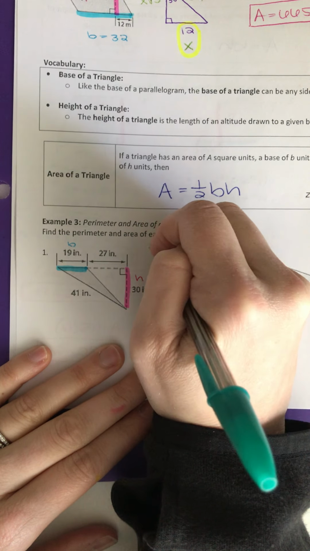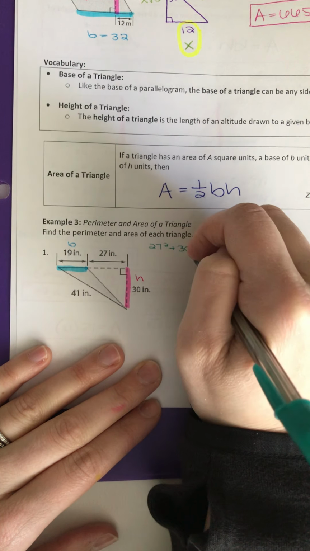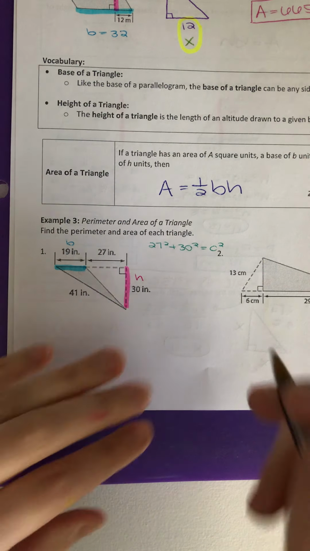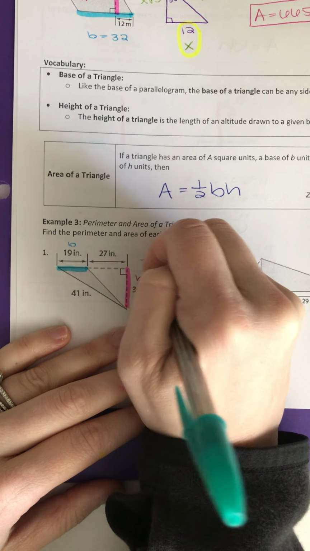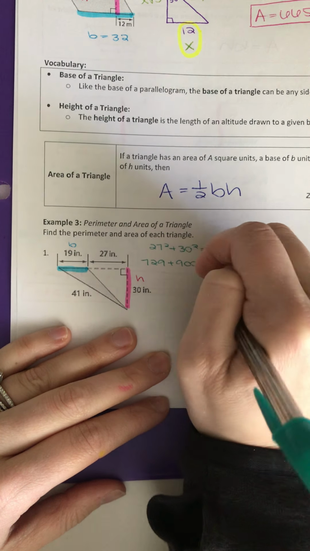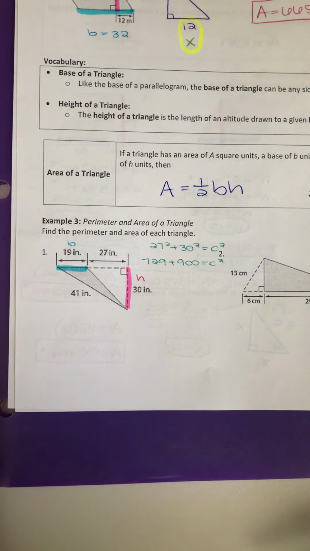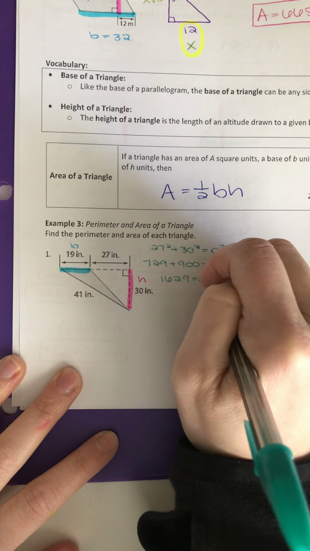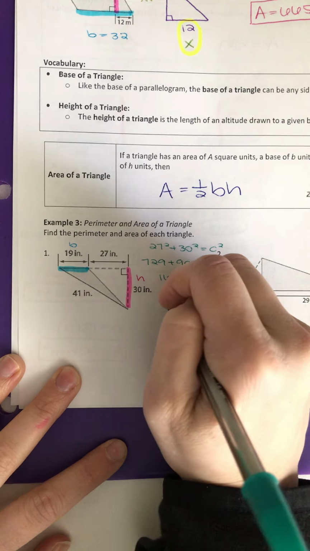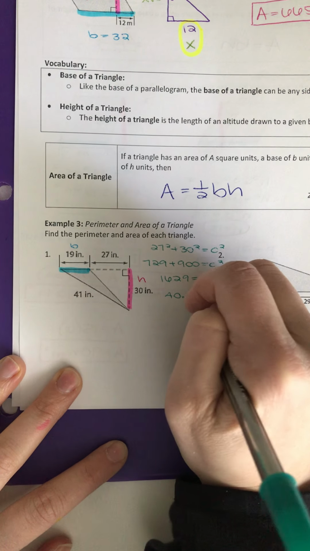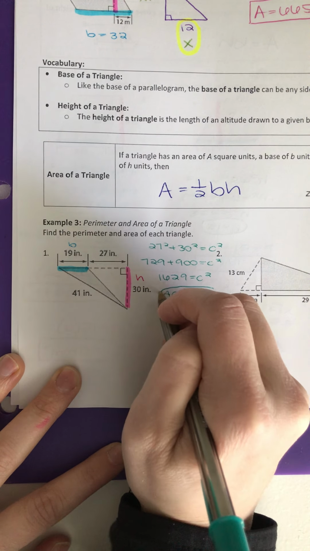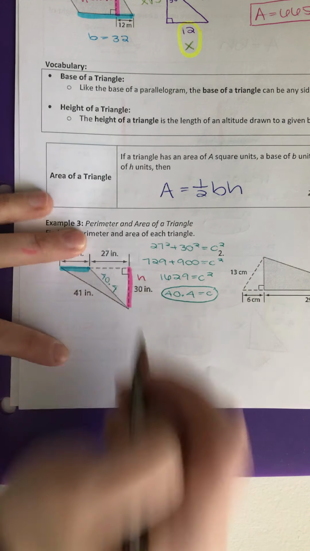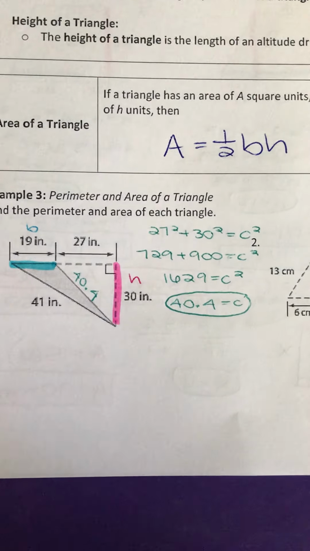So I have 27 squared plus 30 squared equals c squared. 27 squared is 729. 30 squared is 900. I'm going to add those two up. And when I take the square root, I get about 40.4. So that is 40.4. I'll zoom in there for you.